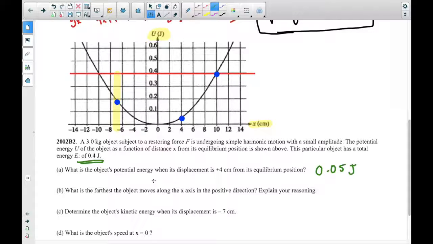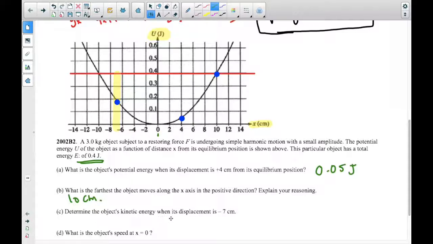Part B. What is the farthest the object moves along the x-axis in the positive direction? Okay, it starts here at 0. That's an equilibrium point, and it goes all the way. Remember that it stops at 0.4 joules, and so that stop happens at 10 centimeters. It says explain your reasoning. You should write something about that if Emax is 0.4 joules, that is where it hits the 0.4 joules. Take a minute to explain that. I'm going to let you write that out. I think I did include that in the answer key that is printed.